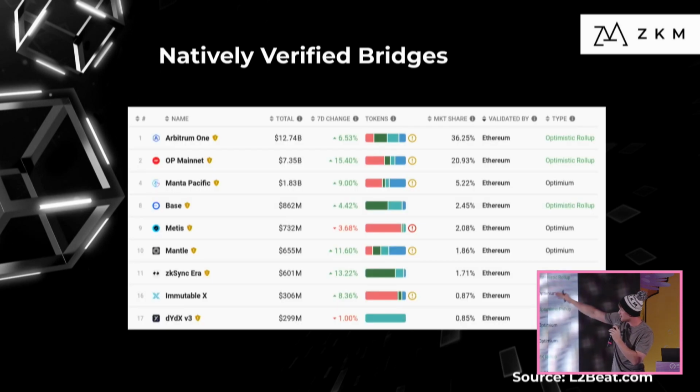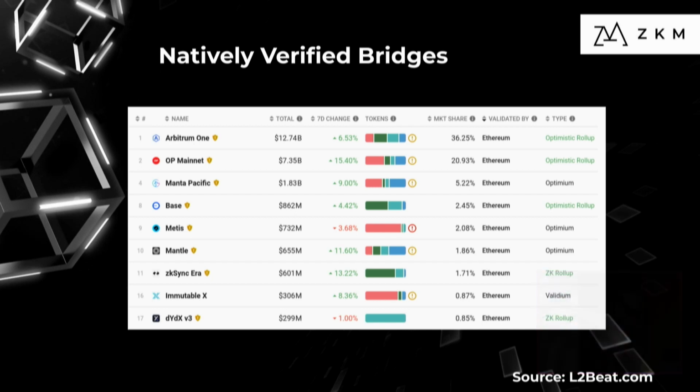So for example, here are some of the natively verified bridges. We have Arbitrum, OP, Manta, Base, Metis, Mantle, etc. These are verified essentially by the L1. A lot of these are layer 2 scaling solutions, and they're built on top of Ethereum. So we're depending on Ethereum's consensus in order to bridge to these ecosystems.